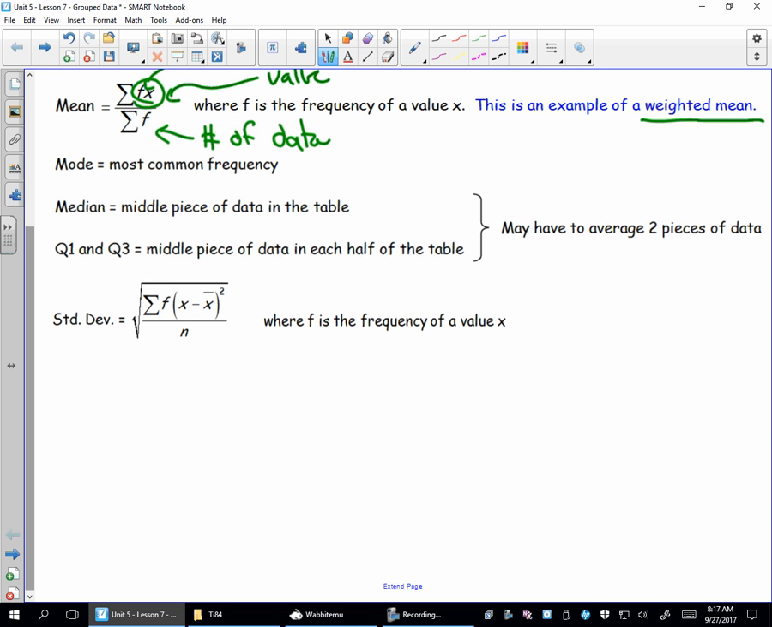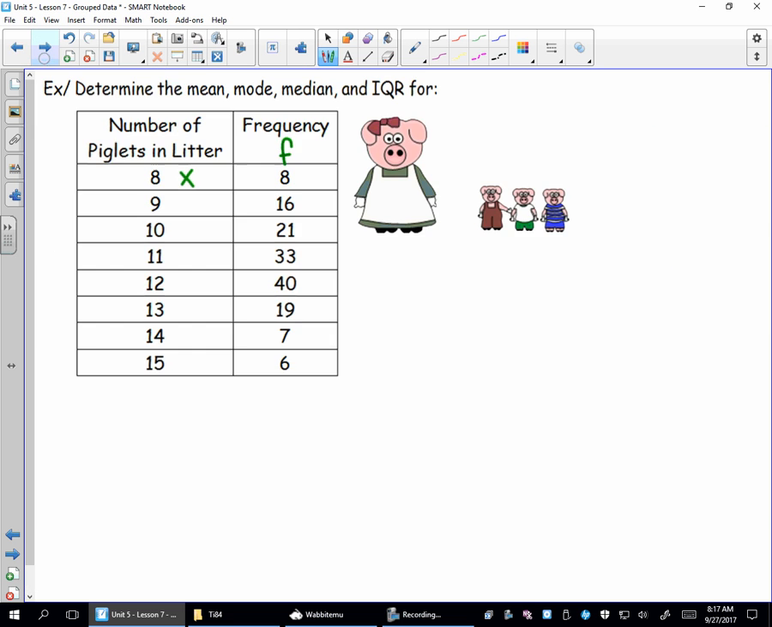Q1 and Q3 will be the middle piece of each half of the table. So once you find the median, we have our low, we have our median. Q1 will be the halfway point of those two. And Q3 would be the halfway point between the median and the high. And again, we can find those pretty quickly. And then our standard deviation, well, it's done the same way. And we're going to let our graphing calculator do the work for us, just to save ourselves some time there. So let's try an example.